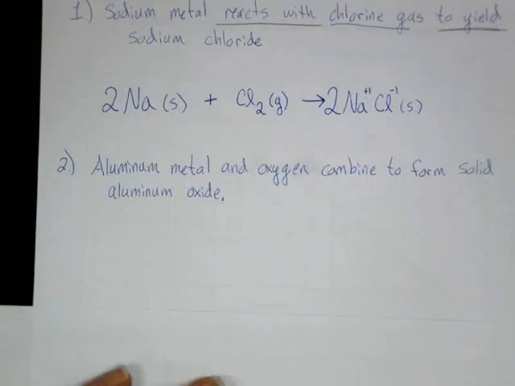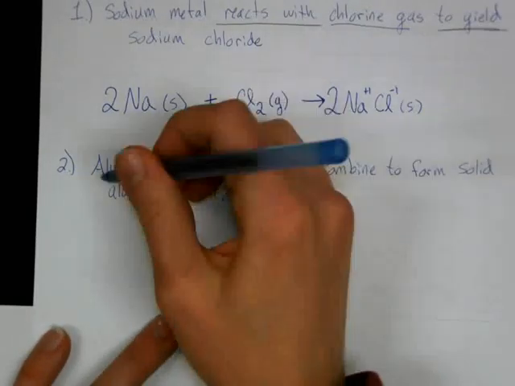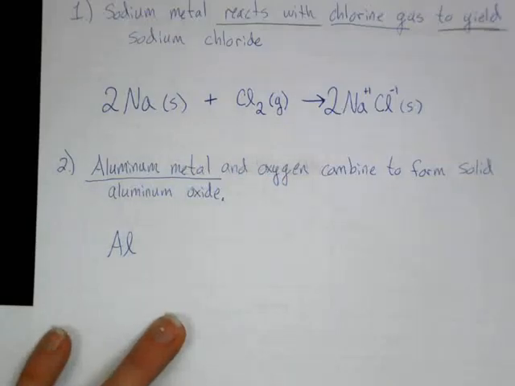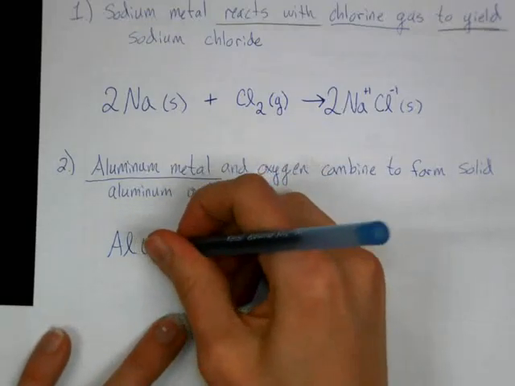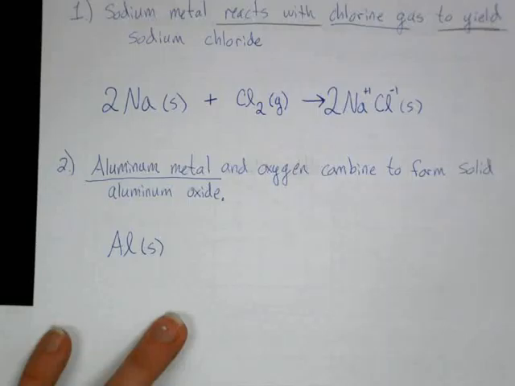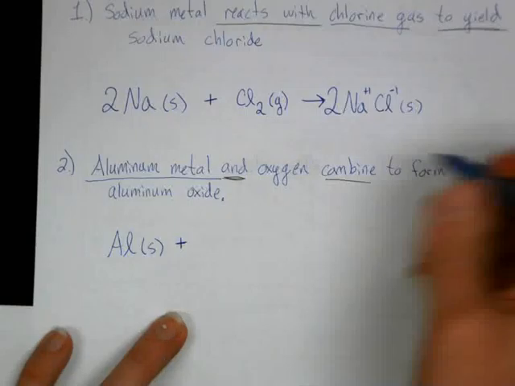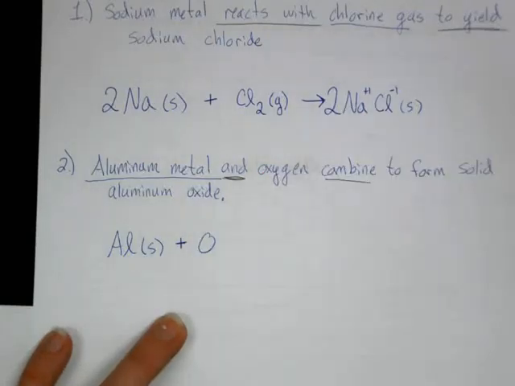Look at our next example. Aluminum metal and oxygen combine to form solid aluminum oxide. All right, let's start from the top. Aluminum metal. Aluminum is Al. And again, it's a metal, so we're going to put it as a solid. Then it says, and oxygen combine. So we're combining oxygen to this. Odds are we're going to be adding oxygen.